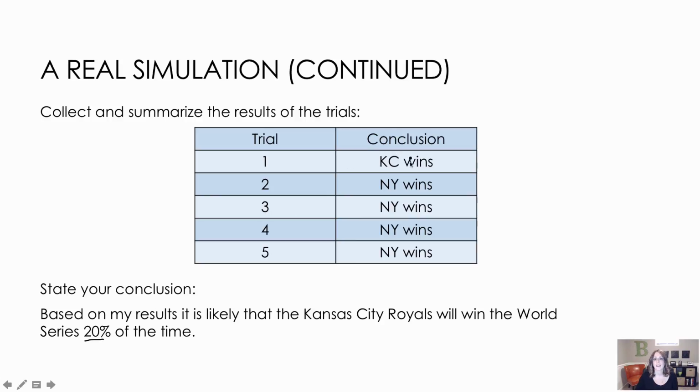Now, where did I get that? Well, I had 5 trials, and 1 out of 5, KC won, which is 20%. I could have also said, based on my results, it's likely that New York will win 80% of the time. So again, notice that when I'm writing my conclusion, I'm not just saying, well, New York won most of the time. It's really important that you find the average based on however many trials you actually performed.